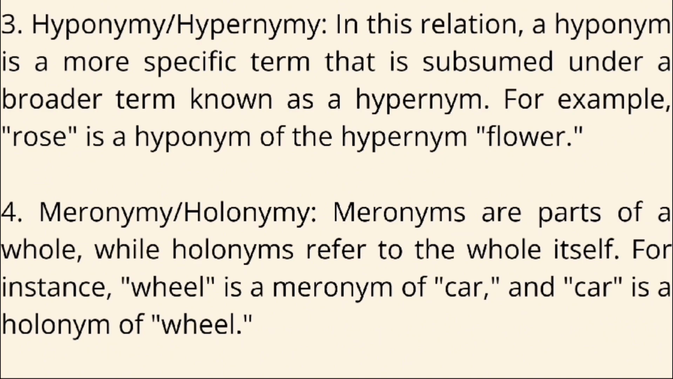Number 3. Hyponym. In this relation, a hyponym is a more specific term that is subsumed under a broader term known as a hypernym. For example, rose is a hyponym of the hypernym flower. Number 4. Meronymy. Meronyms are parts of a whole, while holonyms refer to the whole itself. For instance, wheel is a meronym of car, and car is a holonym of wheel.